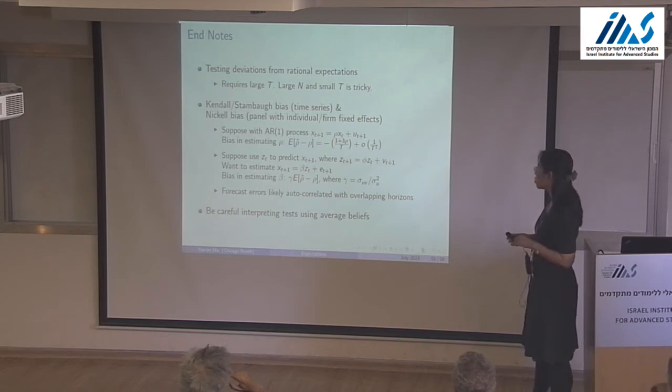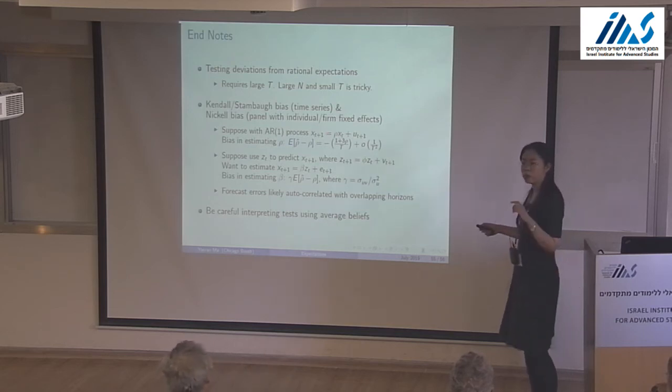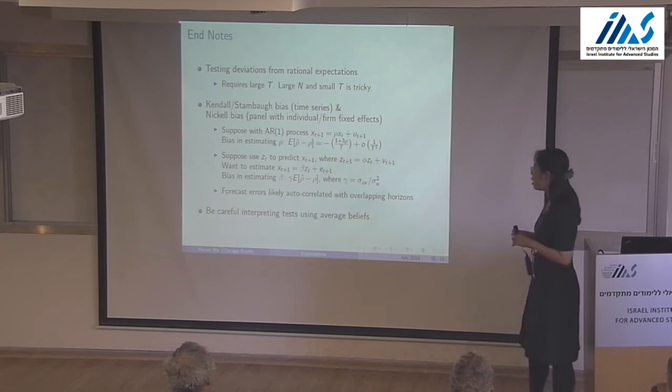And of course, when you run forecasting regressions, the underlying forecast errors are often autocorrelated, especially with overlapping samples. If you use anything to predict forecast errors, to the extent that the predictive variable's innovation is correlated with the innovation in the forecast error, you need to be aware of this bias.